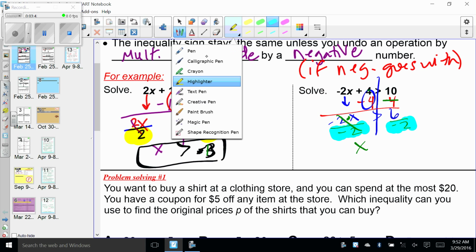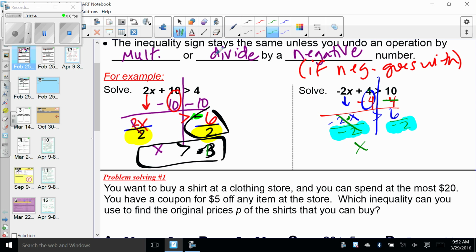I highlighted in there. Negative 2, yes, the negative traveled with us. We have to flip the sign. We have a triangle problem here on the right. We have 6 divided by negative 2 is negative 3. So we have x less than negative 3.